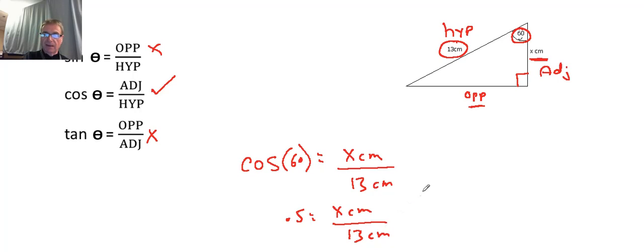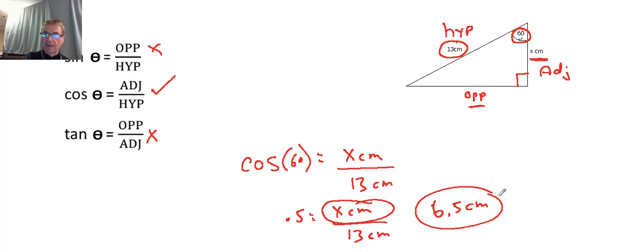So x happens to be 6.5 centimeters. And that would be the vertical height of my triangle. And that's really all there is to using trig functions. And these are the very basic trig functions.